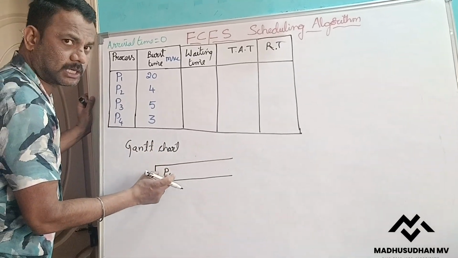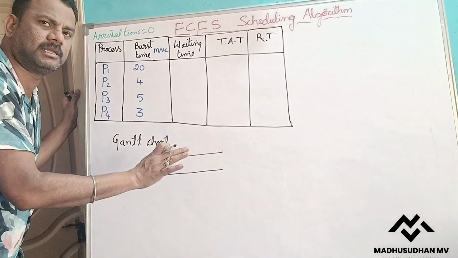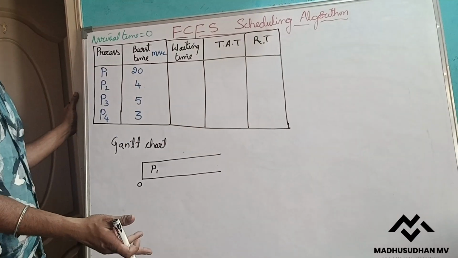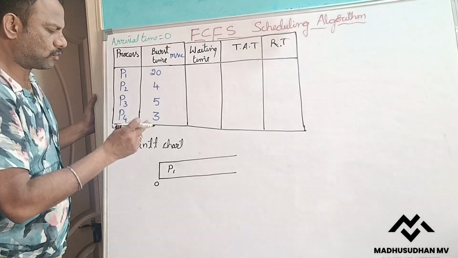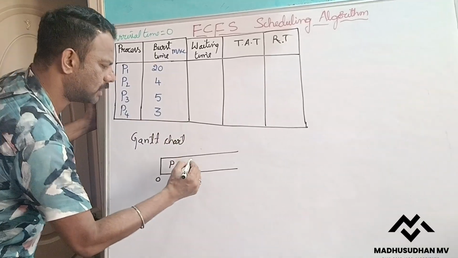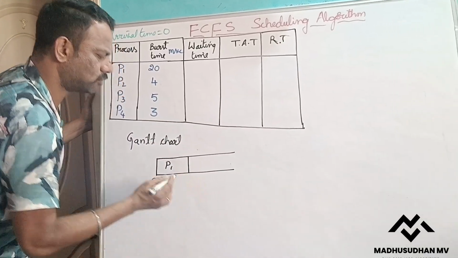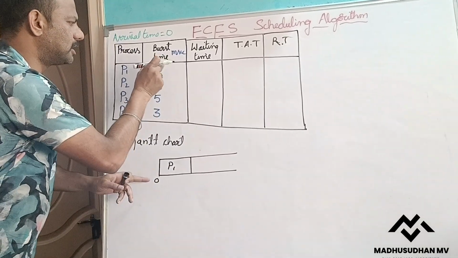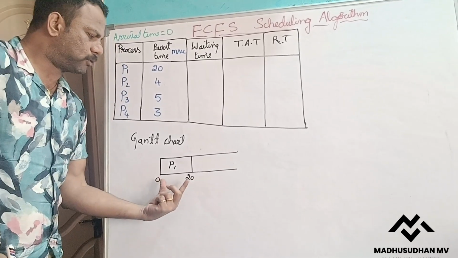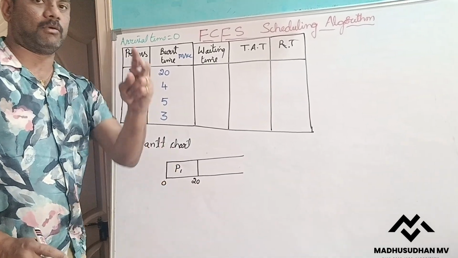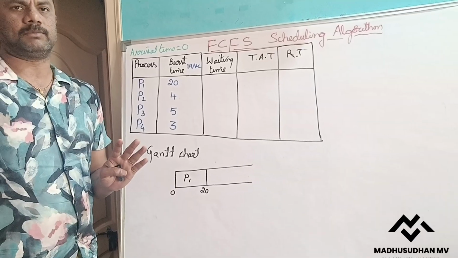Now, once I start P1, we have to complete P1, then only we take the next one, because it's a non-preemptive scheduling algorithm. P1 requires 20 milliseconds. From 0, you add this execution time, 0 plus 20, 20. That means up to 20 milliseconds, P1 takes the time.